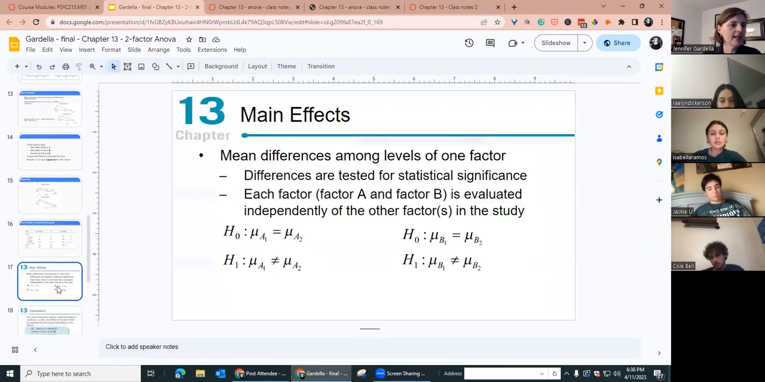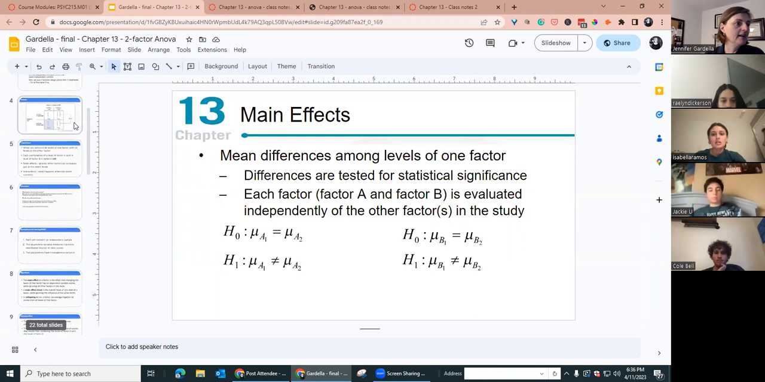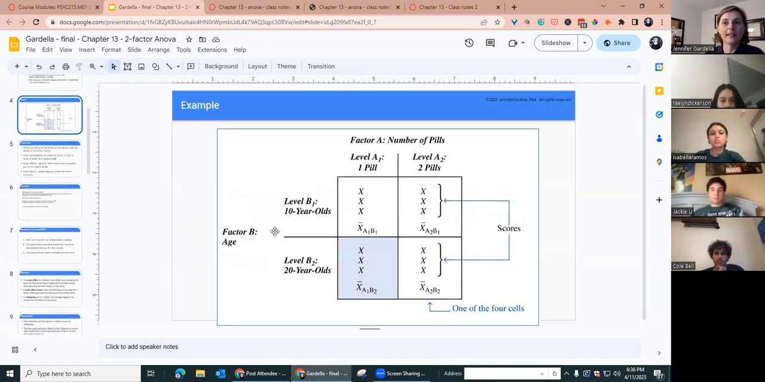And then we go back down, and here we are. H sub O, I write it H sub OB, but mu B1 equals mu of B2. H sub 1, the B's are not equal. Let's go back. This is our factor B. This is saying 10-year-olds are different than 20-year-olds.